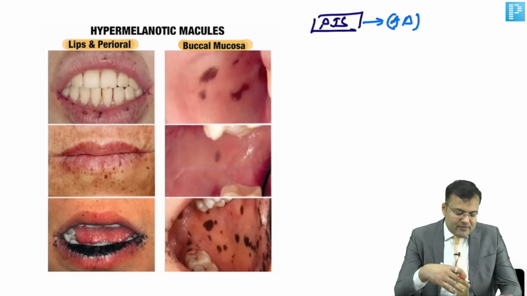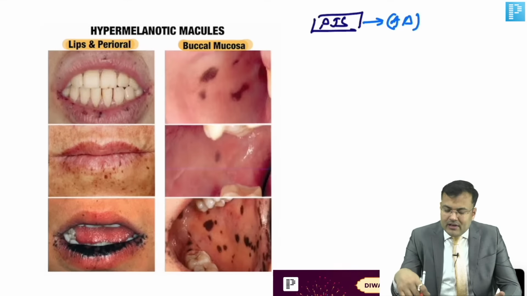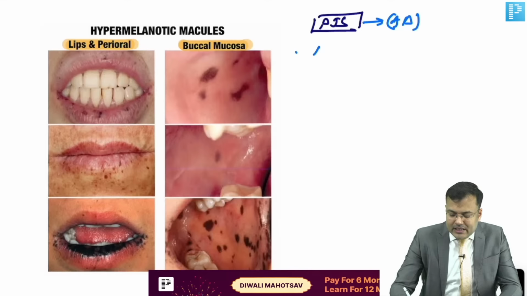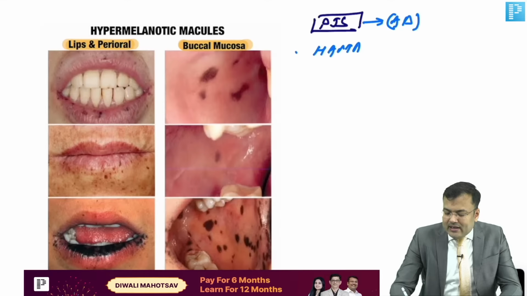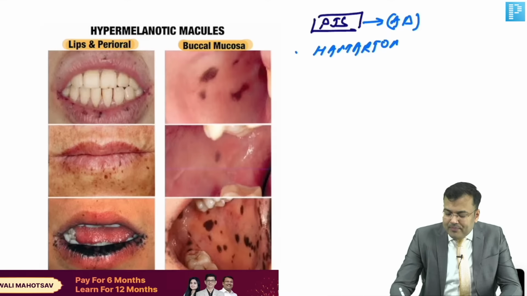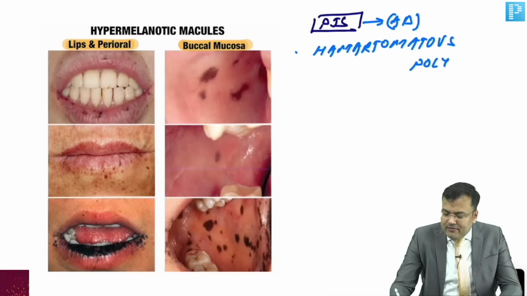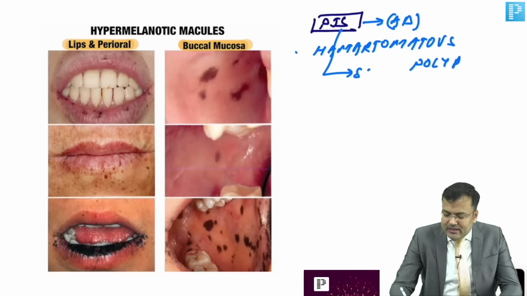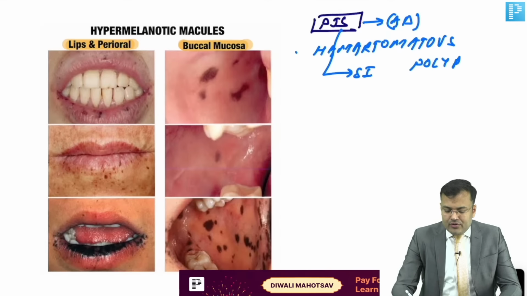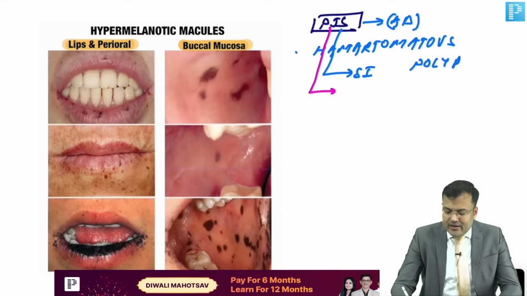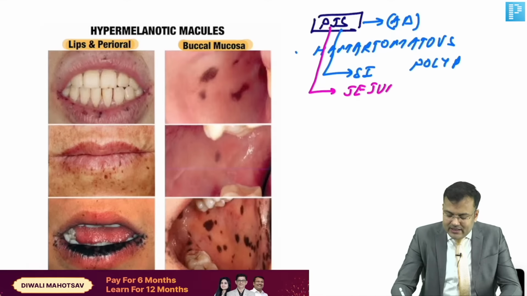What is the most common site of hamartomatous polyps? It is characterized by hamartomatous polyps. Can anybody tell me what is the most common site? Obviously, it is S. S means small intestine, and in S, all of you know, it is J. J means jejunum. So, in the small intestine, it is the jejunum.